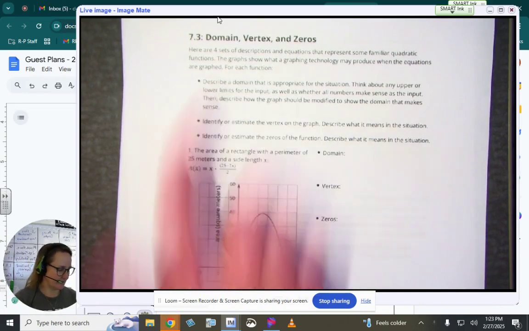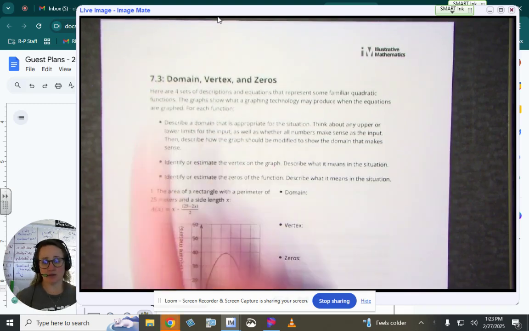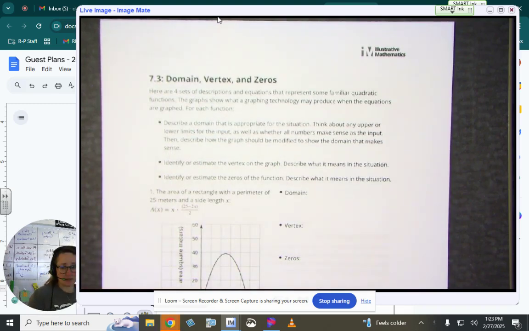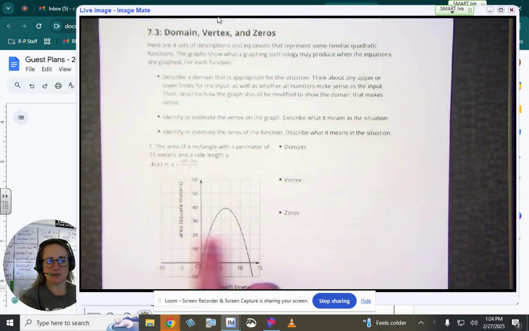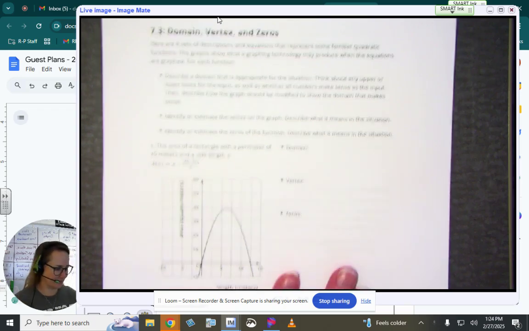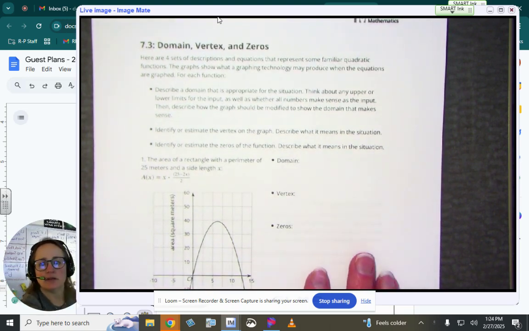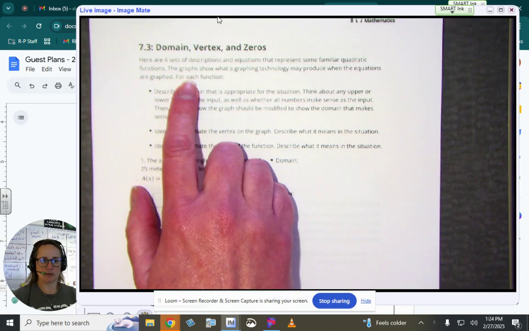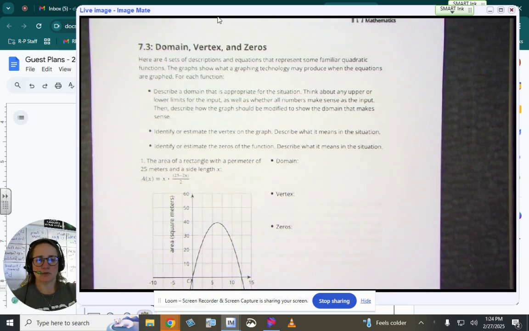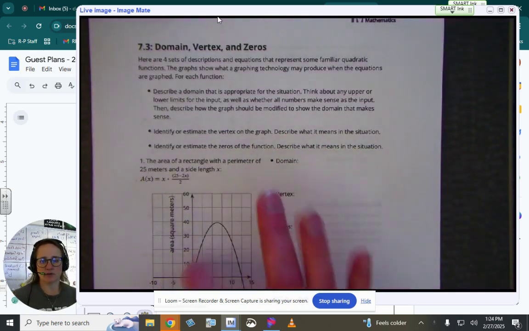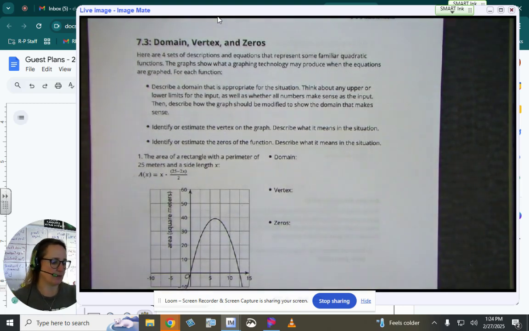We are in Algebra 1, Unit 6, and we're looking at 7.3. So we're going to look at some of these parabola shapes. That's the up and down, either the right side up U shape or the upside down, I guess, lowercase n shape. I don't know, something like that. And we're looking at 4 sets of descriptions and equations that represent some familiar quadratic functions. The graphs show what graphing technology may produce. So they're just telling us that they have already made the graph using like Desmos or something like that.